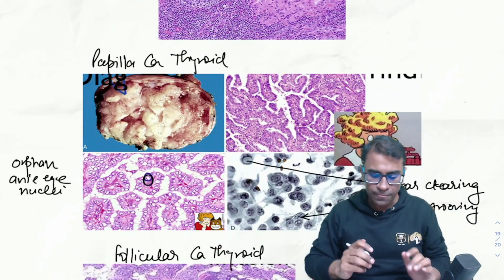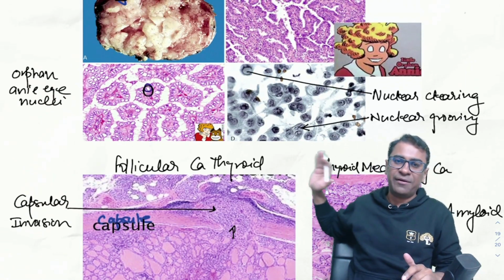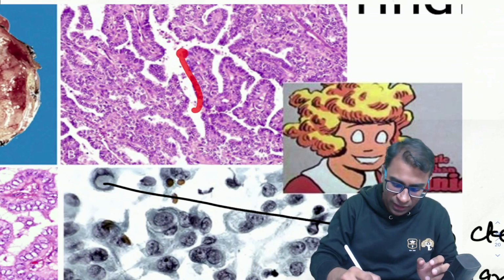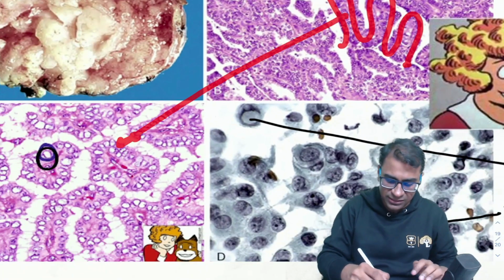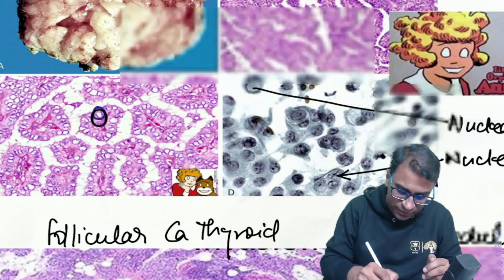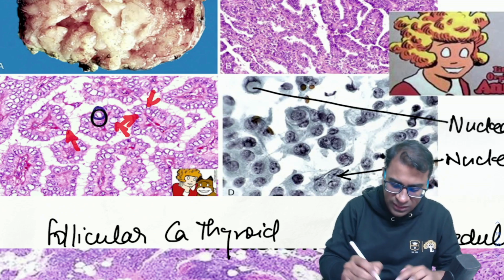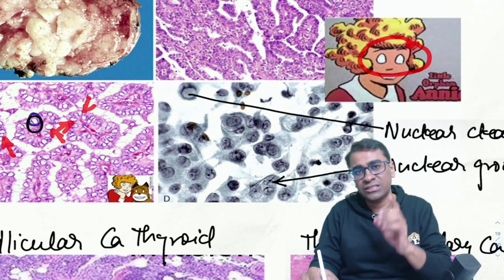Okay. Next, papillary carcinoma, follicular carcinoma and thyroid medullary carcinoma. Starting with papillary carcinoma. In papillary carcinoma, you see what? Papilla. Now look at the papillary cells here. They show clearing. Look at the white area. The nuclear clearing of these tumor cells will look like the eyes of this girl. This girl's eye is called Orphan Annie.